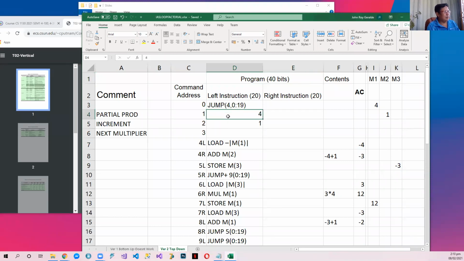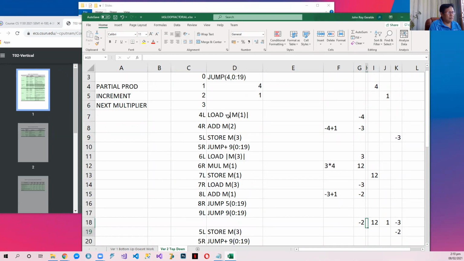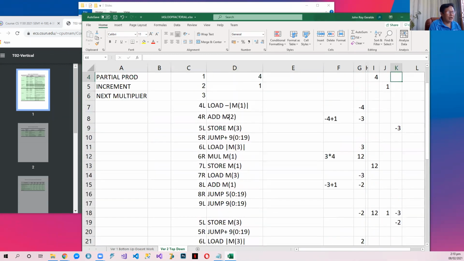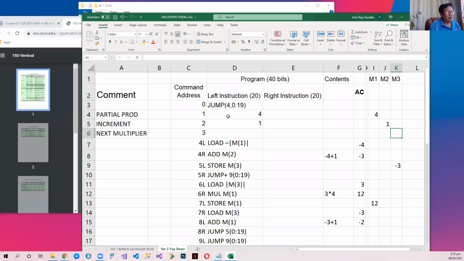So anyway, M1 will be our partial product. Let's move it here. This is 4. This is 1, okay? What will happen to our temporary? M3 will be a temporary variable which is used to store the next multiplier. Do you follow? M3 is the next multiplier. Yes, that's correct. So our first partial product is 4. Our increment is 1. Okay.